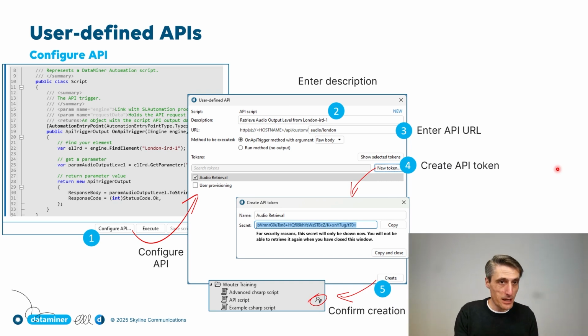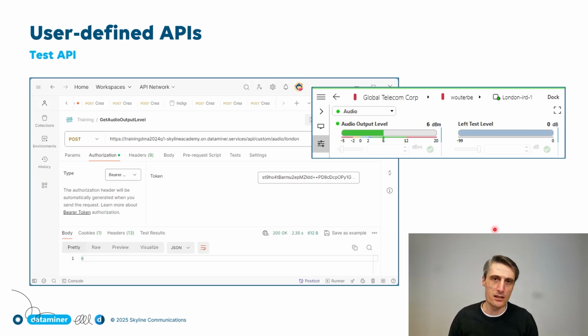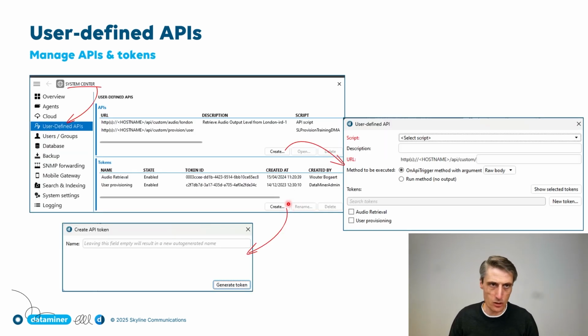I created an automation script in Visual Studio. I published it onto my DataMiner system, and then I said create, configure API. But if I have lots of these automation scripts and lots of these APIs being created, there is, well, here is the explanation on the bearer token on Postman with the URL, which I just did. There is in System Center an overview of all the exposed user-defined APIs.